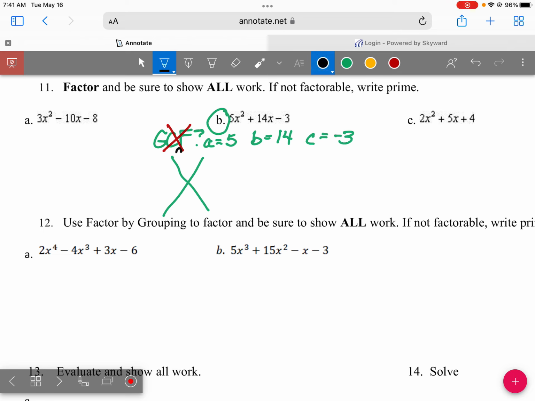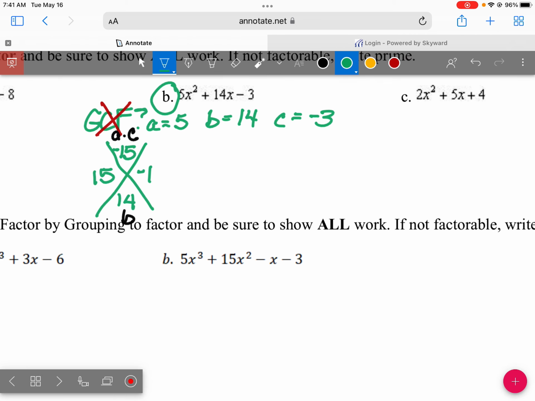The top is A times C. So 5 times negative 3 gives me negative 15. And the bottom is B, and that is 14. So I'm looking for 2 factors of negative 15 that add to give me a positive 14. 15, negative 1. Right. You only have 2 pairs, 1 and 15, 3 and 5. And so it's going to be the positive 15 and negative 1.